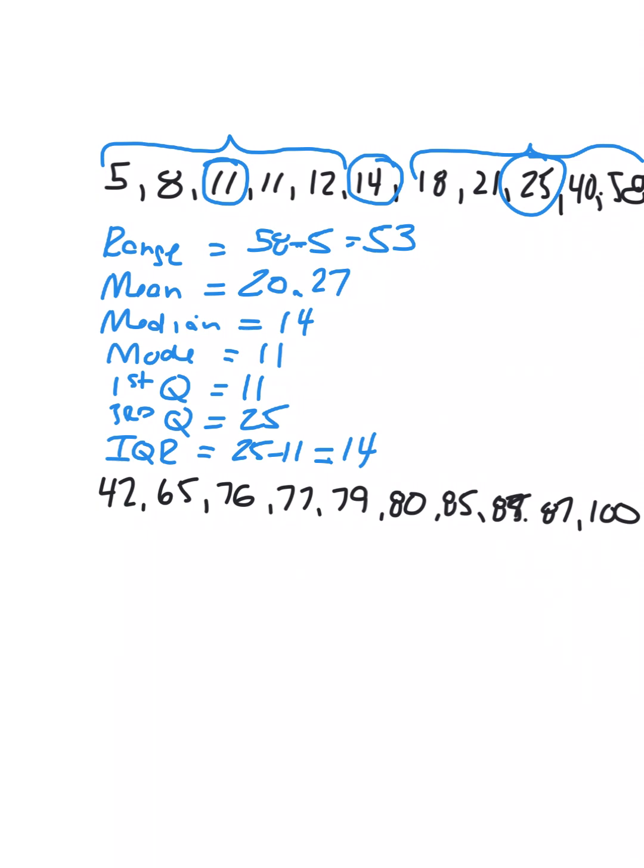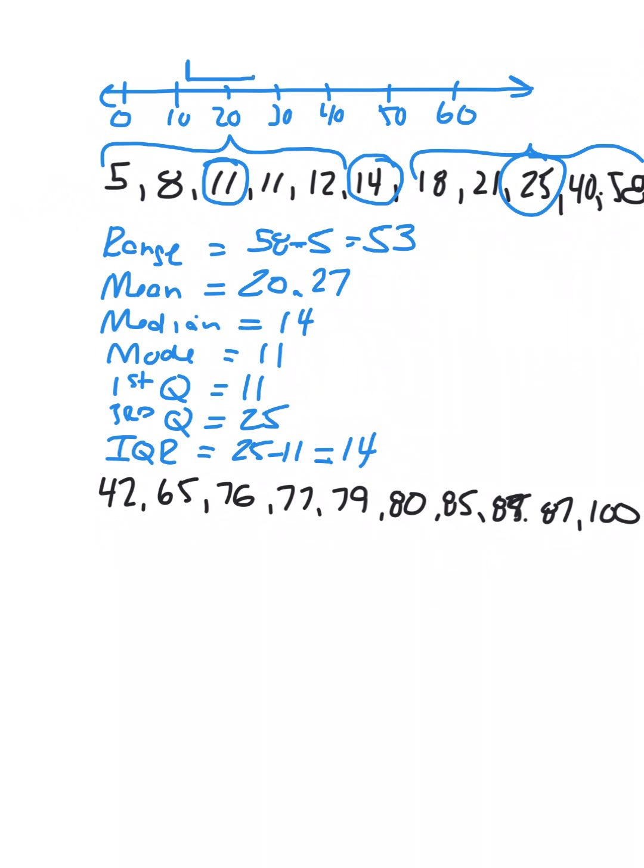Your box plot here, I'll draw this up on the top. I would draw a number line. This is going from 5 to 58. I'm going to scale this by tens. I want to make sure we're scaling it consistently throughout. And then our box will go from our first quartile, which is 11, to our third quartile, which is 25. We should have a whisker going to the minimum of 5 and going to the maximum of 58. And a line at our median, which is at 14, which would be about right there. And that would be our box plot.